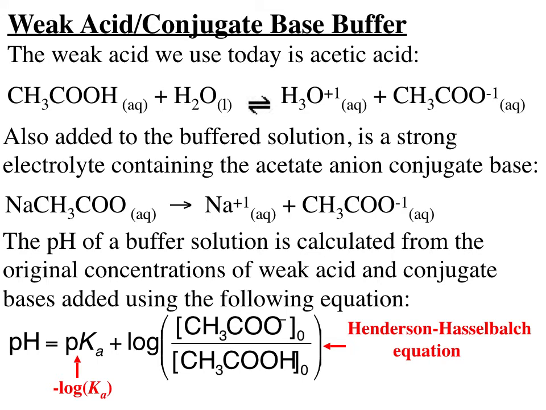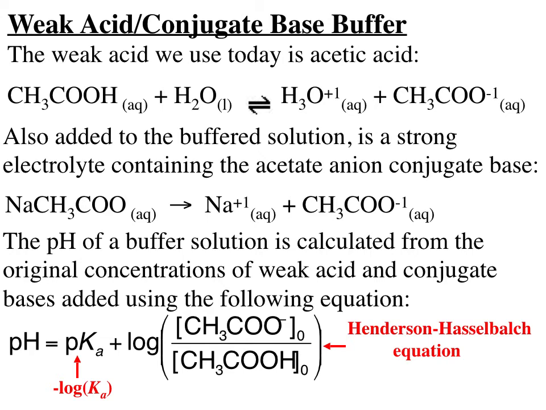Let's look at the form of buffer that we're going to be looking at today. Again, we're going to make a buffer by mixing the weak acid, acetic acid, with a strong electrolyte containing its conjugate base, and that is sodium acetate. So if I represent the weak acid as HX and the conjugate base as X minus, that would be CH3COOH and CH3COO minus. Those will be the two that we are using.